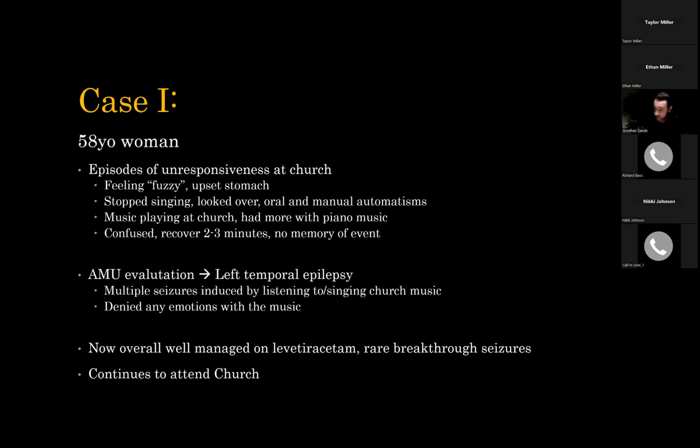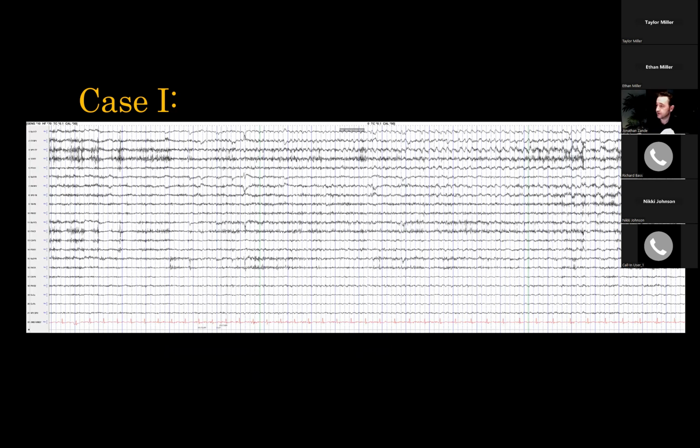Now she was started on levetiracetam. Very rarely has any breakthrough seizure. She's very well controlled, continues to attend church. And this is an example of her EEG. So for the uninitiated, the first 4 lines here are the left temporal region. Next 4 are the right temporal region. 4 after that, left parasagittal, right parasagittal. And the last 2 lines here are the central chain.